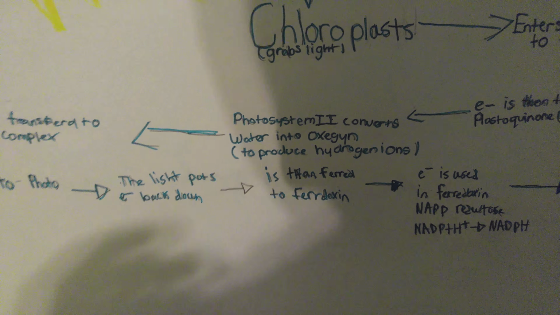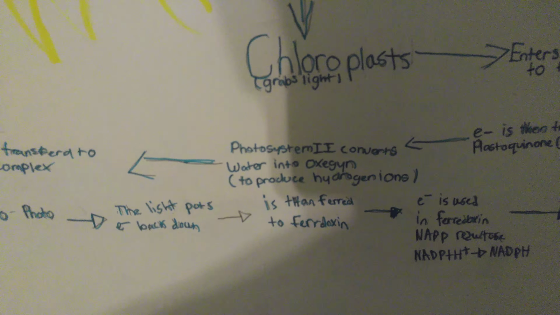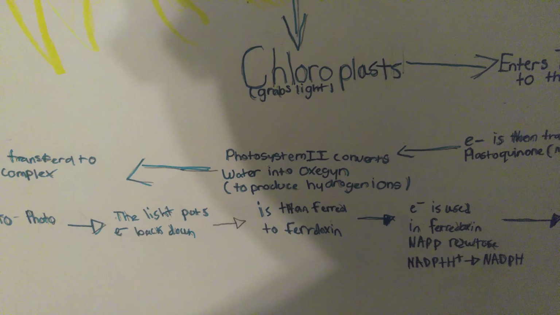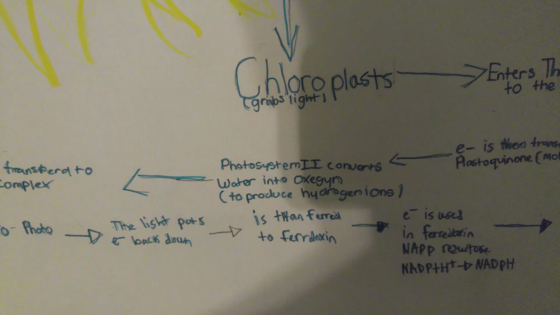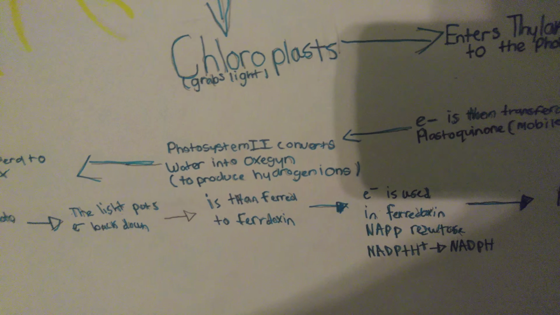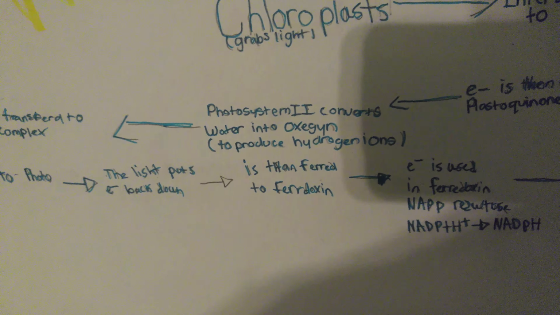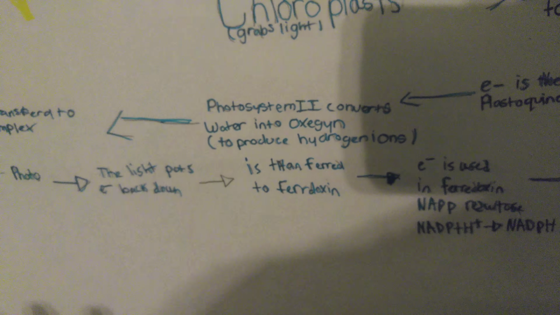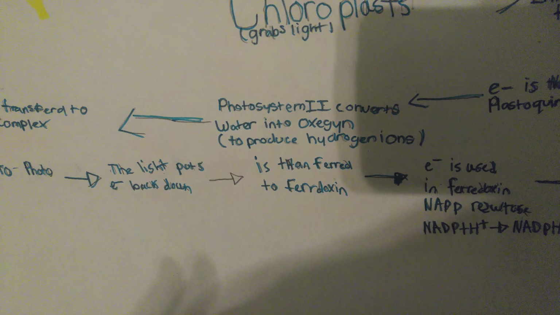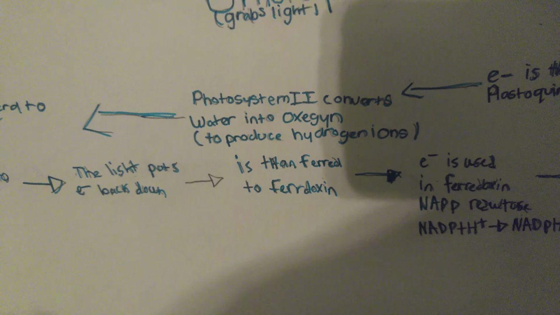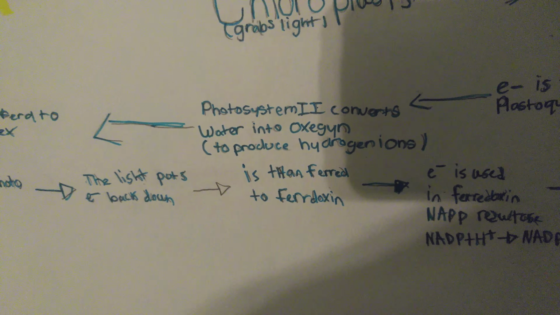The reason it does that is to produce the hydrogen ions, to have them in the, if I'm correct, I think it's the lumen. Yes, in the lumen, so they can help with the other reactions. And also the byproduct for this one is oxygen. Humans need oxygen, so that byproduct helps all humans and all animals that need oxygen.